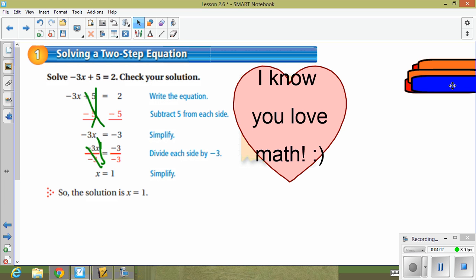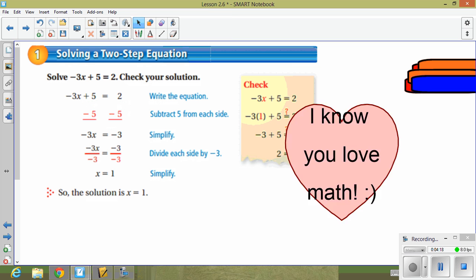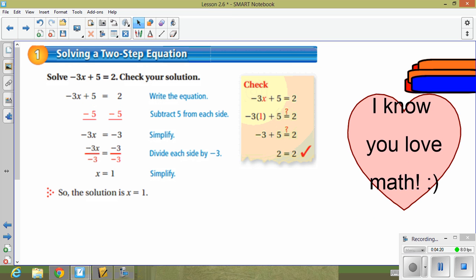And if we answer the question, what step do we take first, the solution will be right in here: subtract 5 from each side. And if we take a look behind the heart, I know you love math, it's just the steps to check the solution. I'm going to take the value of x, which is 1, and put it in place of x in the original equation. So negative 3 times 1 plus 5, is it equal to 2? Negative 3 plus 5, does it equal 2? And the answer is yes, it does check out.